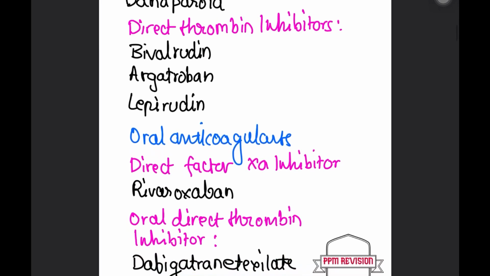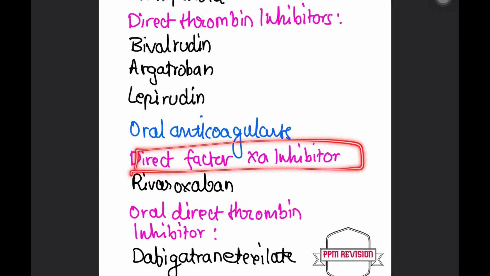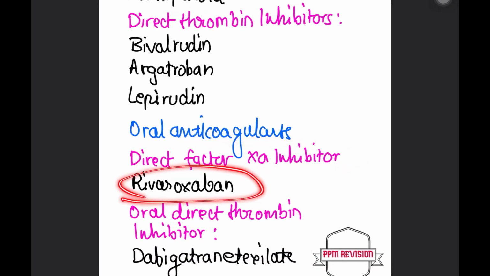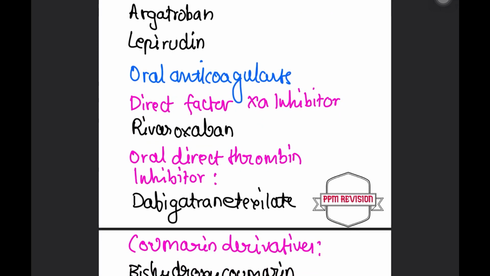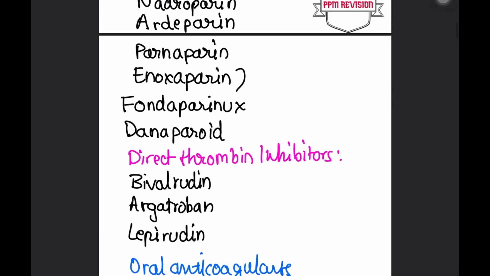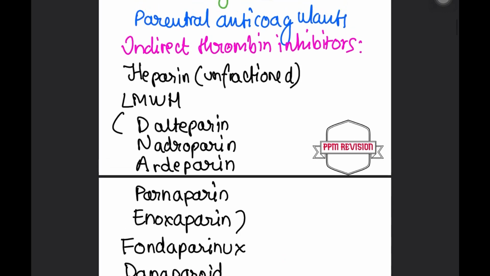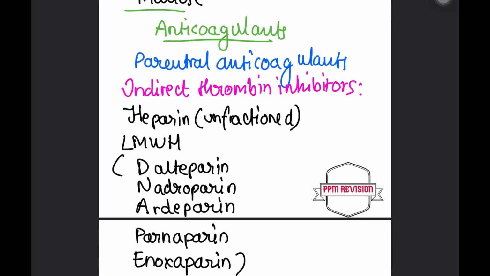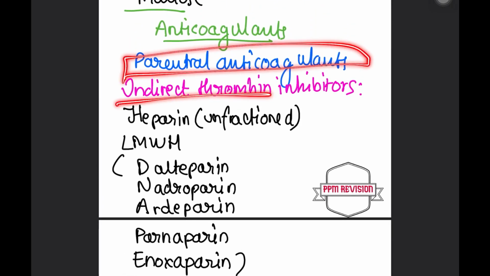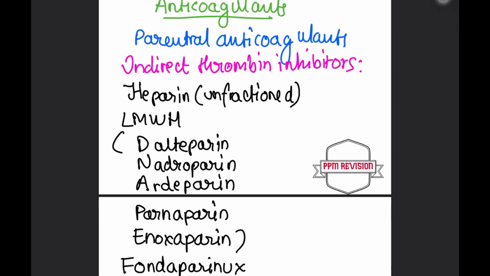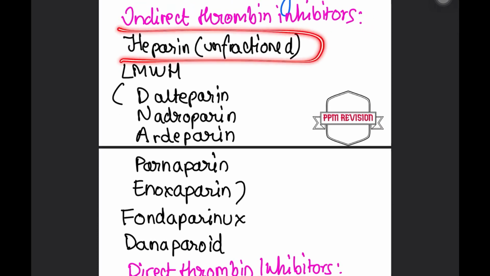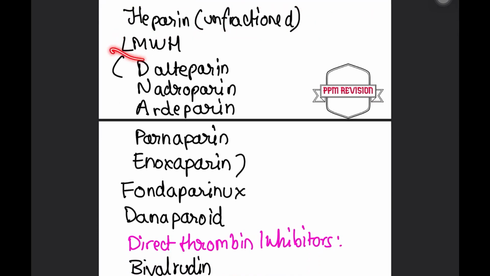Under oral anticoagulants, there is direct factor Xa inhibitor, that is rivaroxaban. And about the oral direct thrombin inhibitor, there is dabigatran etexilate. And moving ahead, under parenteral anticoagulants, under that indirect thrombin inhibitors, there is heparin, that is nothing but unfractionated, and also LMWH, that's nothing but low molecular weight heparin.